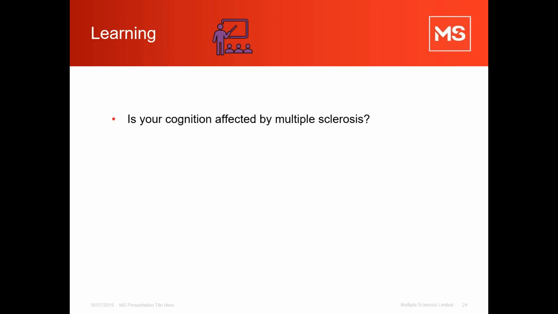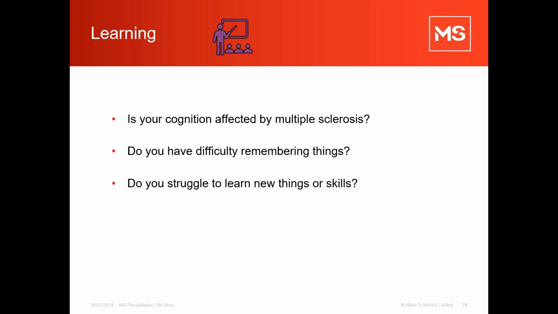So have a think about whether your cognition has been affected by multiple sclerosis. Do you have difficulty remembering things? Do you have post-it notes all around the house? Do you have a big whiteboard? Do you use a device to remember to do things? This is a big one. Do you struggle to learn new things or skills?